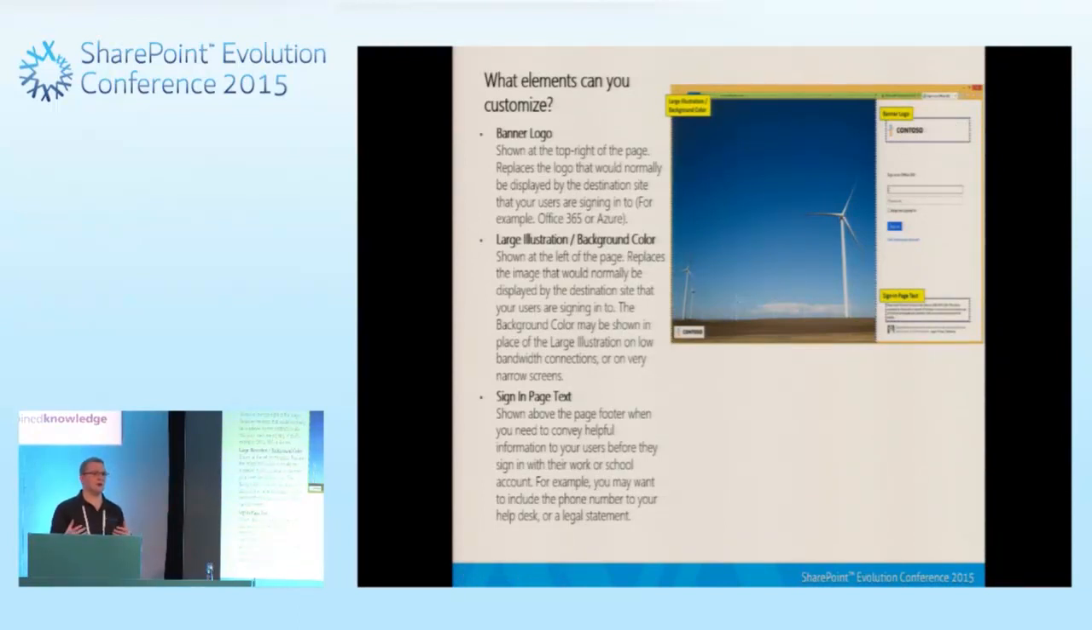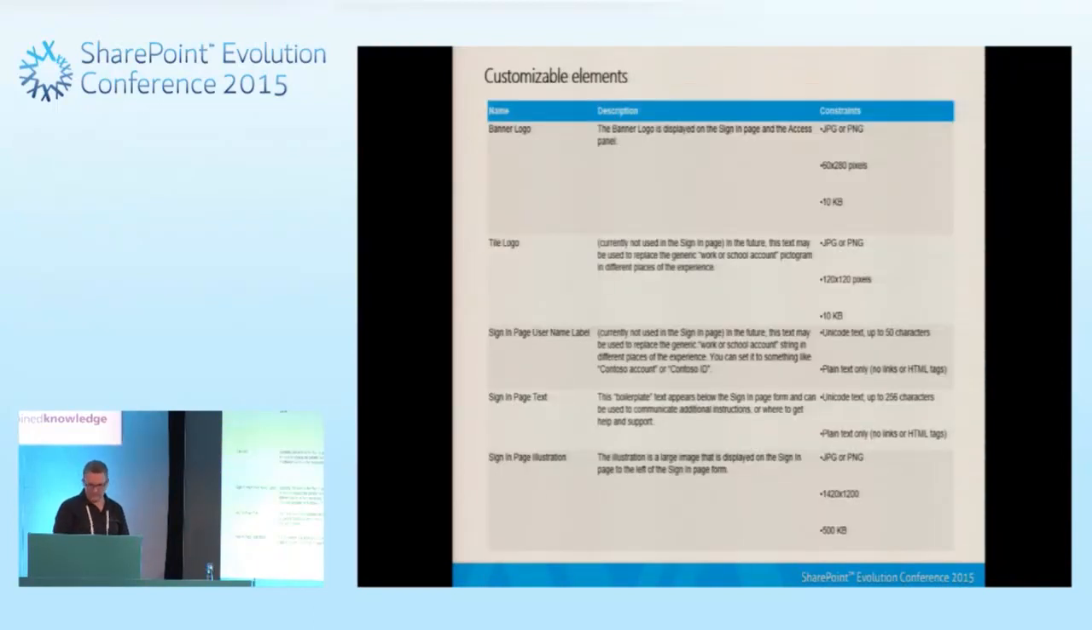But still you get a company feeling. If you add the company logo to the site, you get a feeling that it's your portal and not just Office 365. And as you noticed when I was showing you the demo, there are some limitations. The banner logo has to be JPEG or PNG. It can only be 10K, so it needs to be quite small in size. And of course, that is for speed. If the image is too big, things will take longer to load.